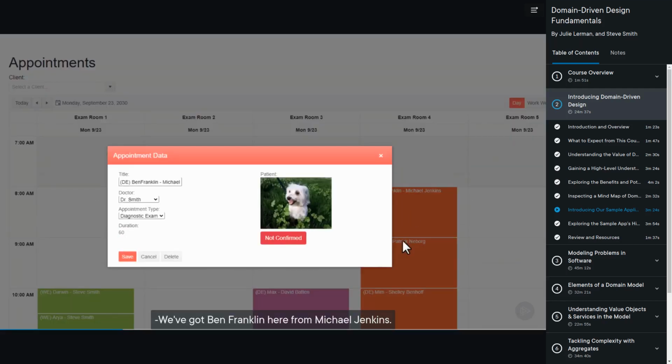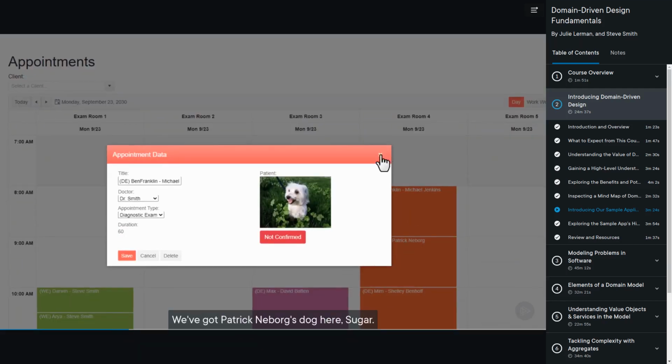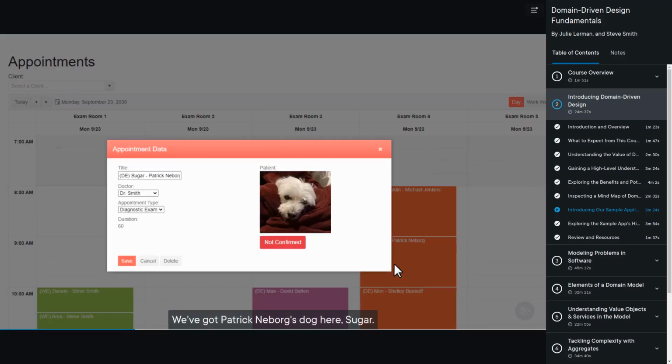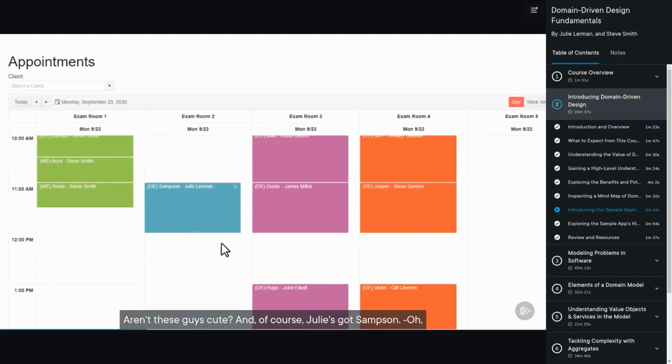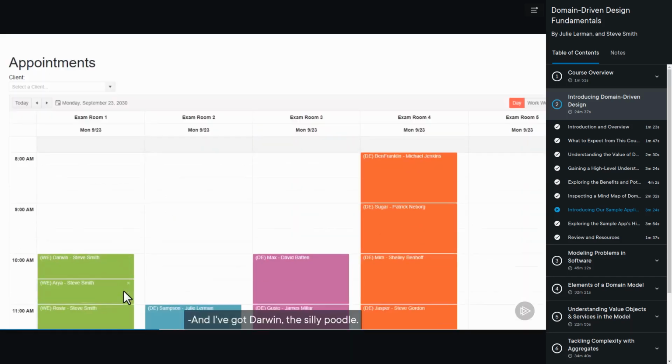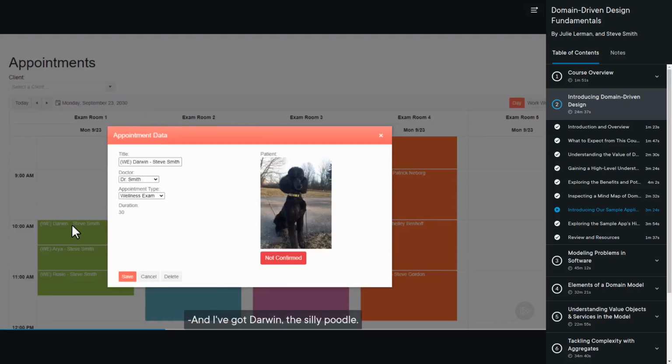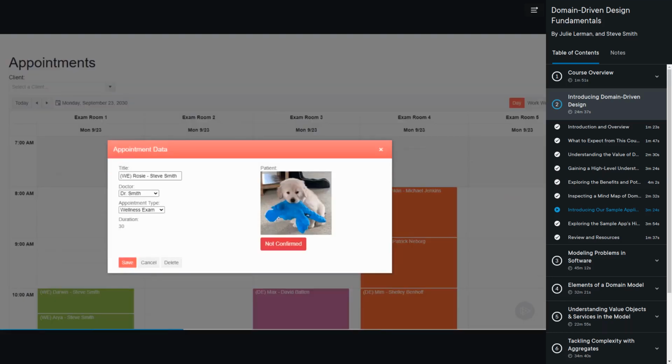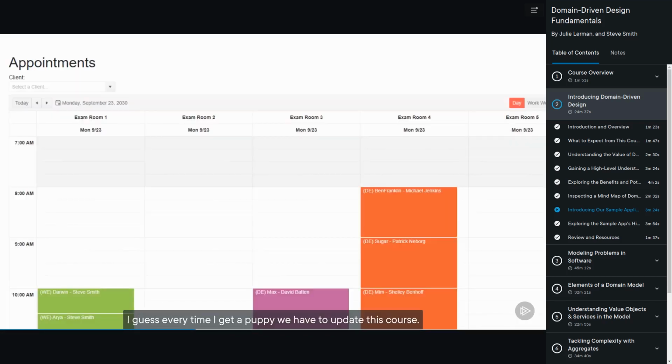We've got Ben Franklin here from Michael Jenkins. We've got Patrick Nieborg's dog here, Sugar. Aren't these guys cute? And of course, Julie's got Samson. Oh, my handsome boy. And I've got Darwin, the silly poodle. He was just a puppy when we recorded the first version of this course. And he's got a new friend, Rosie. Rosie's just a puppy. I guess every time I get a puppy, we have to update this course.